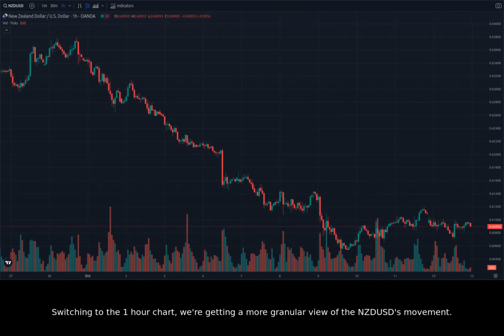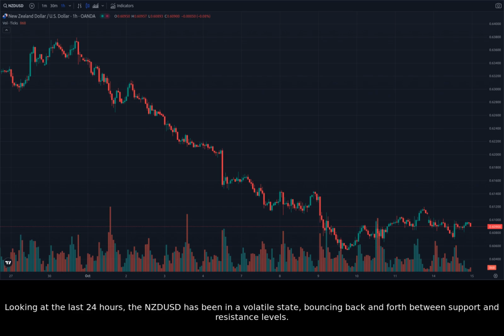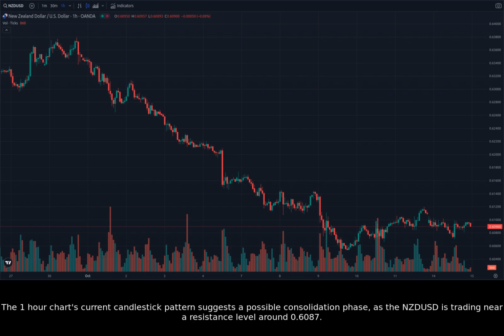Switching to the 1-hour chart, we're getting a more granular view of the NZDUSD's movement. Looking at the last 24 hours, the NZDUSD has been in a volatile state, bouncing back and forth between support and resistance levels. The 1-hour chart's current candlestick pattern suggests a possible consolidation phase, as the NZDUSD is trading near a resistance level around 0.6087.